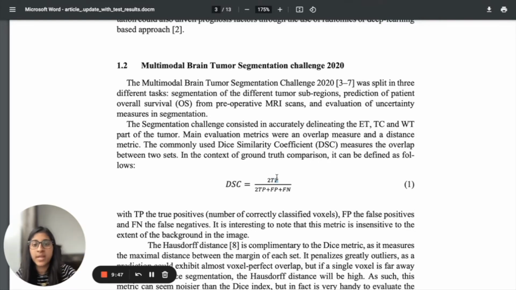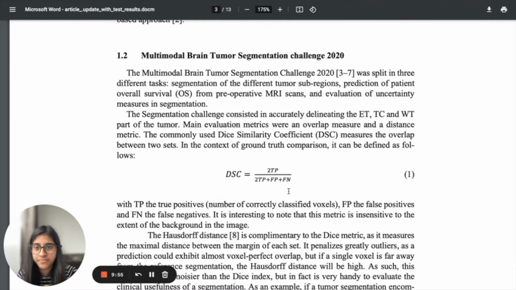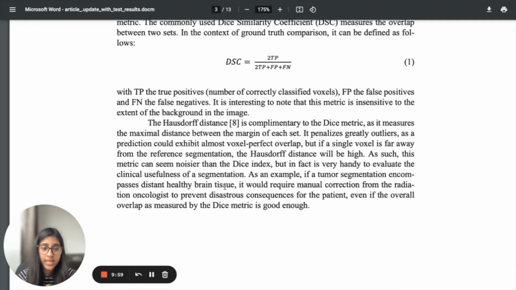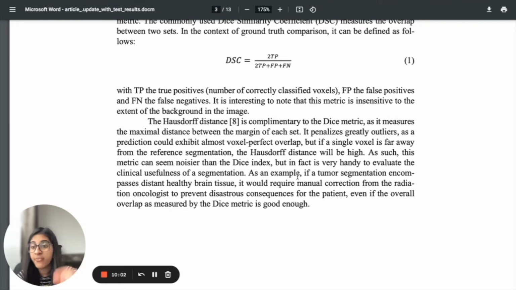You could think of it that way. And so 2 times TP over 2 times TP plus FP, which is false positives, and then false negatives. And then we also have the Hausdorff distance, which I also talked about. And it says that it helps the training a lot because even if one single voxel is far away from the ground truth segmentation, the Hausdorff distance will be high.